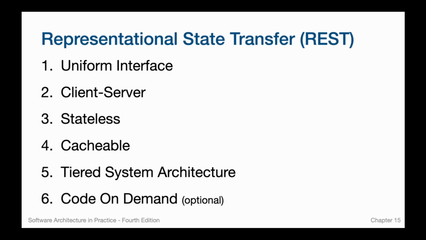And then our sixth one is code on demand, and this one's optional. This is where the server can provide code to the client that could be executed like JavaScript.